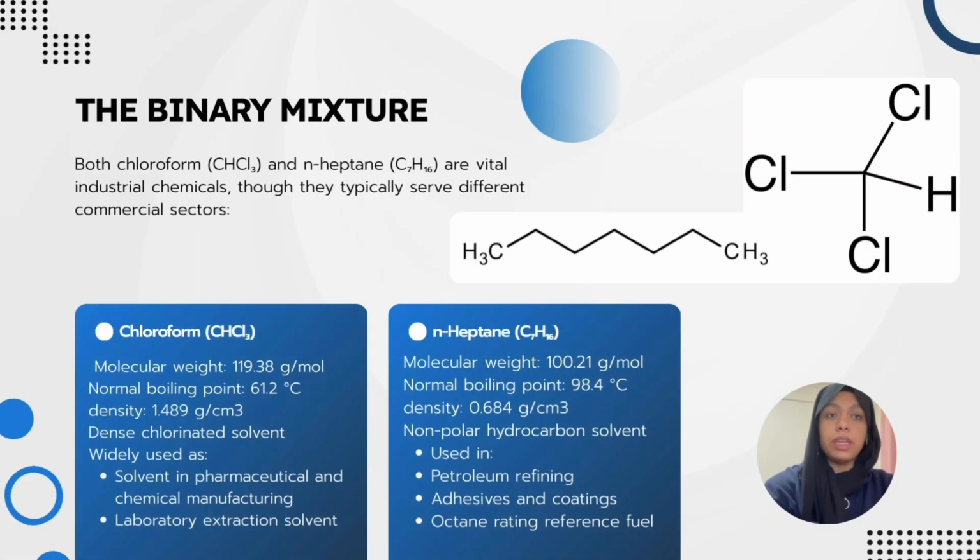So first off, the binary mixture. Chloroform and n-Heptane are vital industrial chemicals, though they typically serve different commercial sectors. Chloroform is considered a dense chlorinated solvent, which is widely used in pharmaceutical and chemical manufacturing. It is also used as a laboratory extraction solvent.